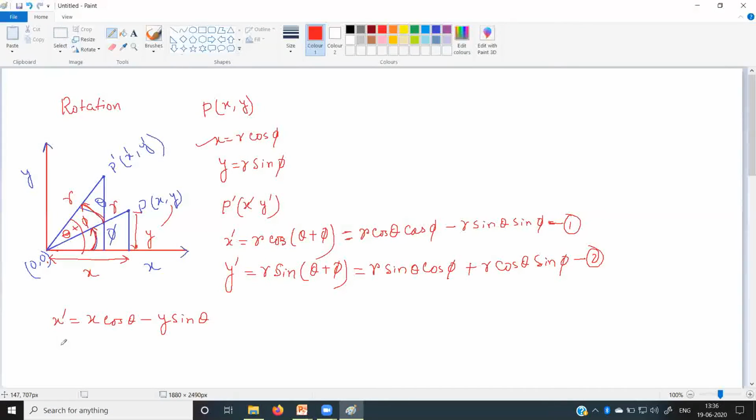Similarly, we will do the same thing for Y dash. We replace R cos phi and R sin phi by X and Y. And doing so, what we will get? We will get R sin theta, so we replace R cos phi by X, and we get X sin theta plus Y cos theta.